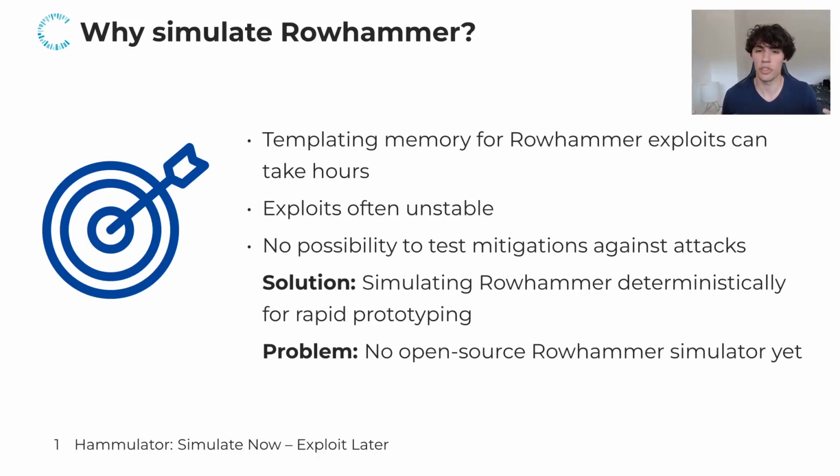So the solution for that is to simulate Rowhammer deterministically, so that you always get the same flips and don't need this templating in some cases. And then you could prototype exploits and mitigations rapidly. The problem is that there's no open source Rowhammer simulator yet. And that's what we proposed in our paper.